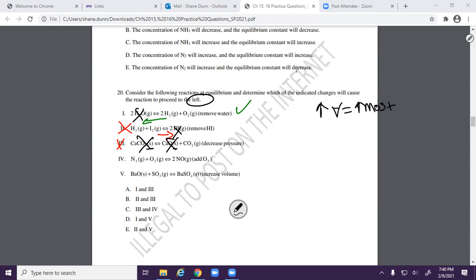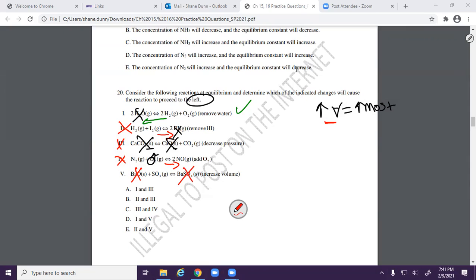If I add O2, that goes up. Is that going to proceed to the left or to the right? Proceed to the right, correct? So you have to balance it out. Proceeds towards the right. Do I want that? No. An increase in volume favors the side with the most. Cancel that out, cancel that out.